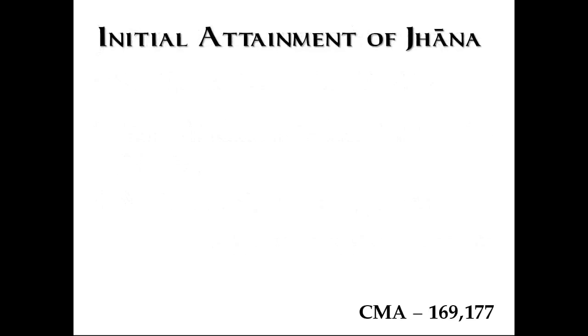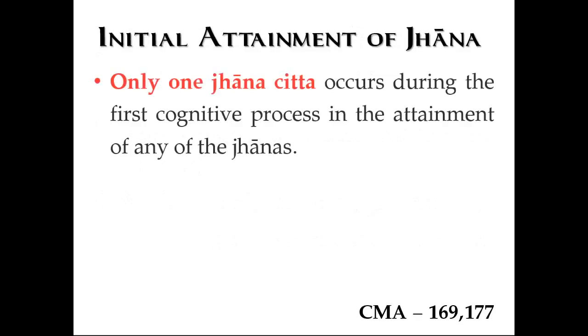Now let's talk about the initial attainment of jhana. When you attain jhana for the first time, there is only one jhana citta. When you attain the second jhana for the first time, there is also only one jhana citta. Then after that, the mind will fall back to Bhavanga. That's very important: only one jhana citta comes during the first cognitive process, or any jhana citta.